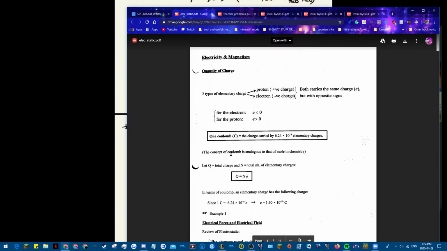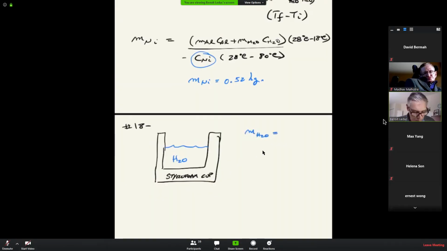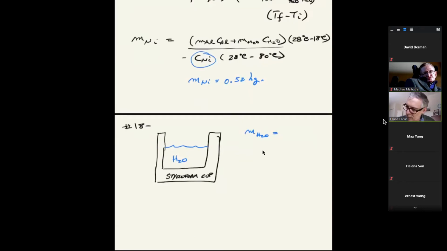So the mass of liquid water here, I'll put H2O for liquid water, is 0.2 kilogram. You've got the little ice cube here. So the mass of the ice is 40 grams. The initial temperature of the ice is -8 degrees Celsius.